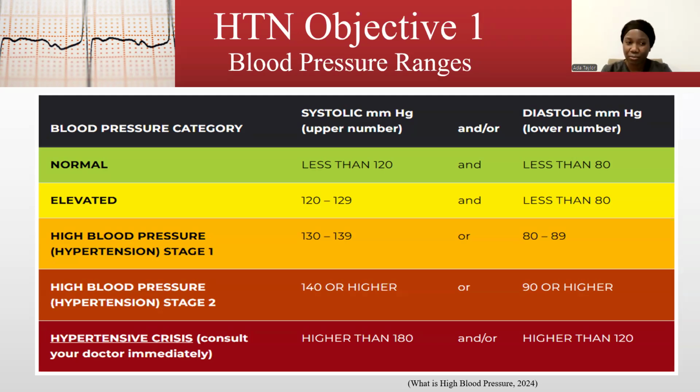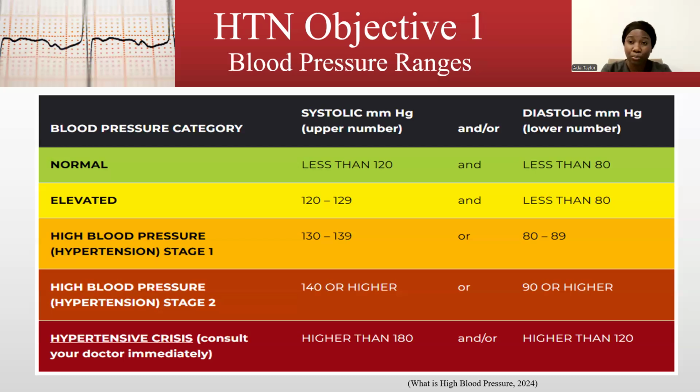is less than 80. An elevated blood pressure will run in the range of 120 to 129 for the systolic and less than 80 for the diastolic. A high blood pressure stage 1, or what is also called prehypertensive, the systolic runs between 130 to 139, and the diastolic runs between 80 to 89.